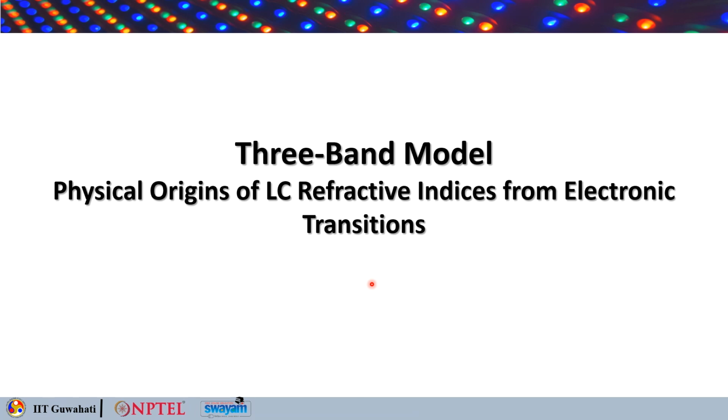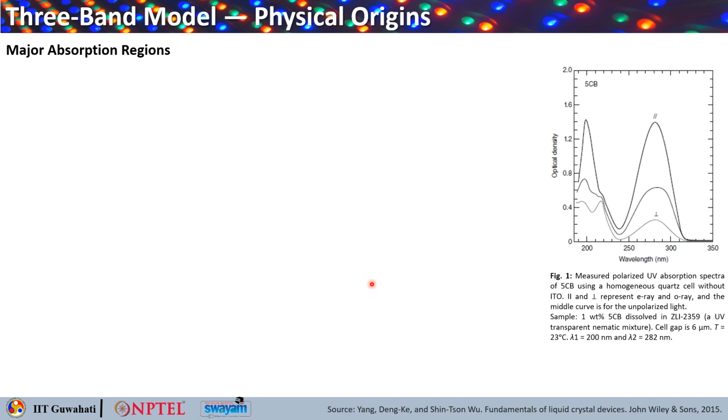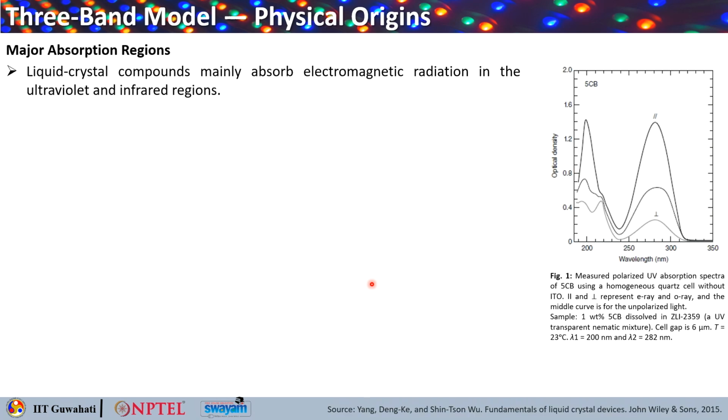So this is the 3-band model used for explaining the physical origin of the liquid crystal refractive indices from electronic transitions. So this 3-band model basically provides the physical insight behind the extended Cauchy equations. While the Cauchy model is used for fitting, the 3-band model explains why Ne and No have the values they do and why birefringence changes with molecular structure. So let's see this 3-band model.